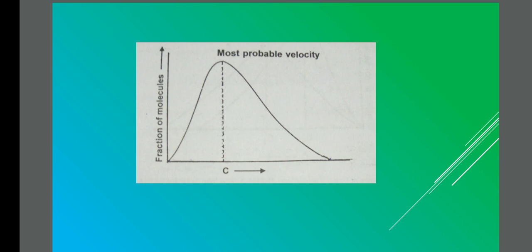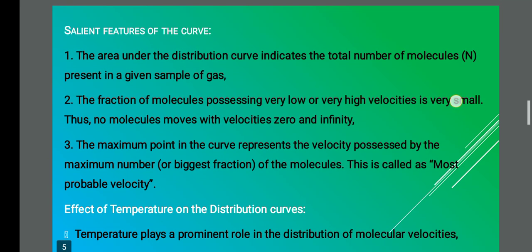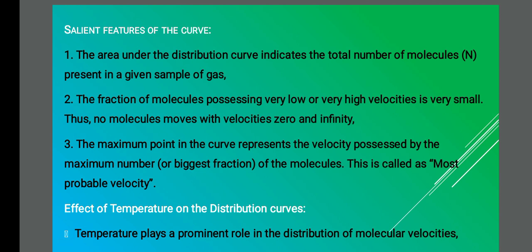Most probable velocity. So now we are going to see the salient features of this curve, or the characteristics possessed by this curve. That is said to be the salient features of the curve.